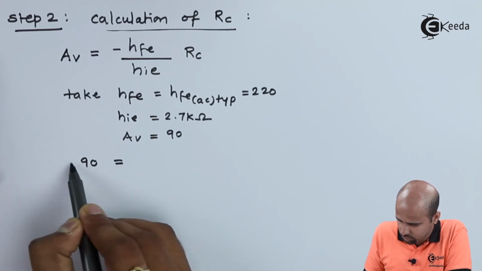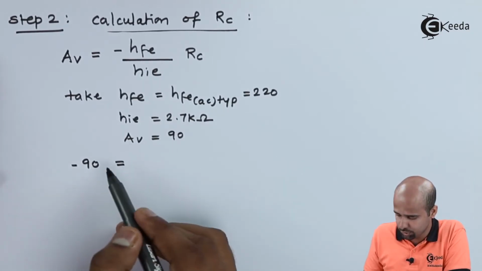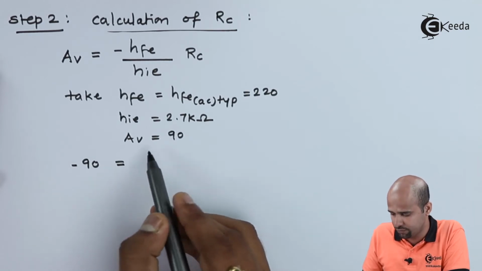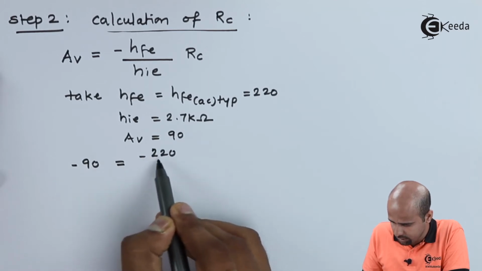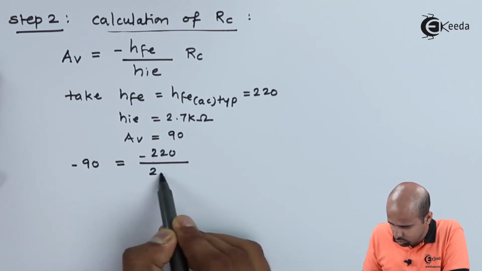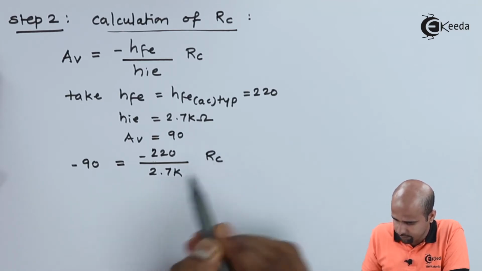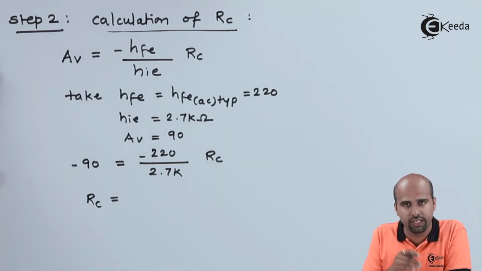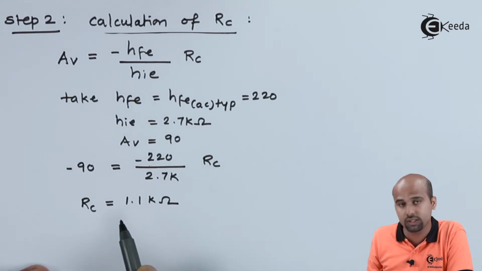90 is equal to, obviously it will be minus 90 because we are using a CE amplifier, which gives a phase shift of 180 degrees, resulting in a negative sign in the voltage gain formula. Minus 90 is equal to minus 220 divided by 2.7 kilo, times RC. Just take a pause of 1 minute and calculate the value of RC. It is 1.1 kilo ohm, that's the value of RC.